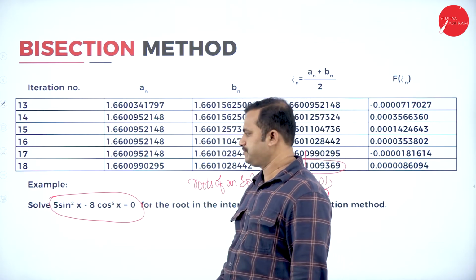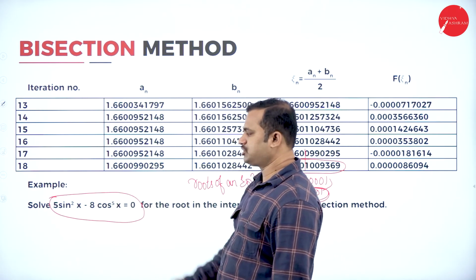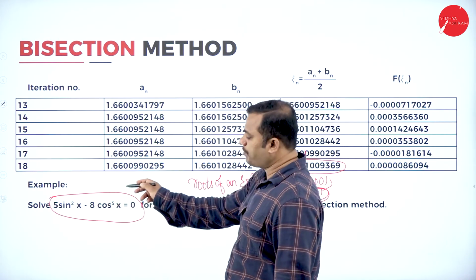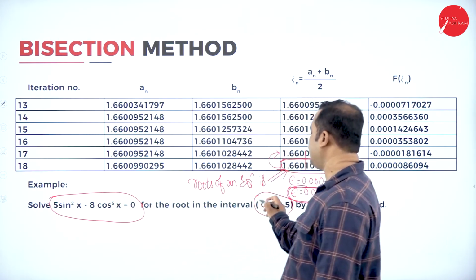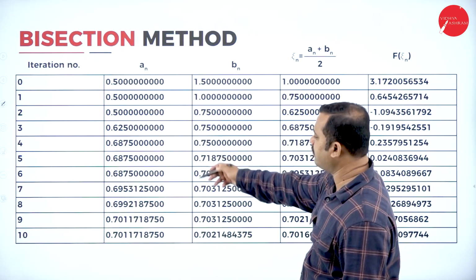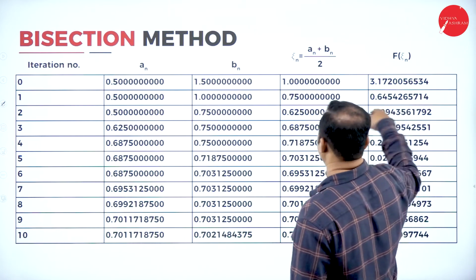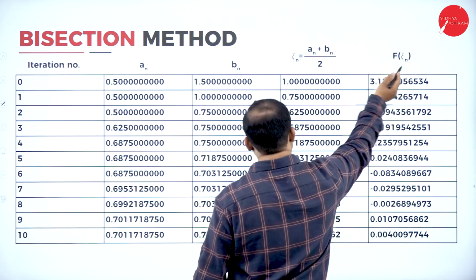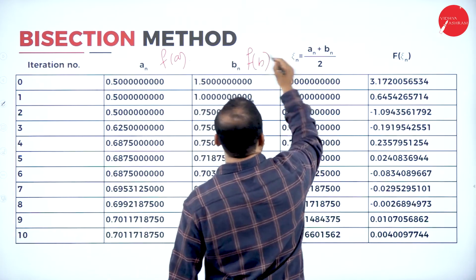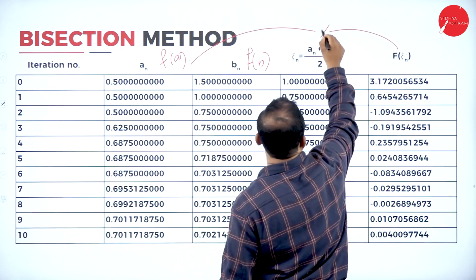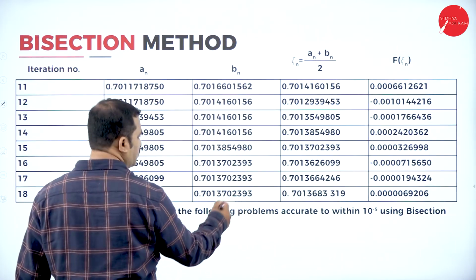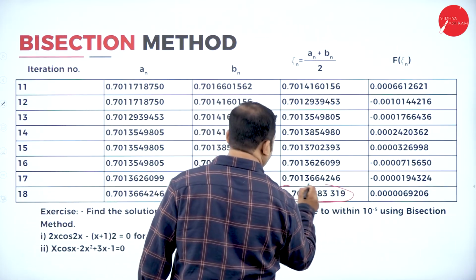Please follow this. The second question: 5 sine square x minus 8 cos to the power of 5x equal to 0 between the interval 0.5 and 1.5. So these are the interval values we have obtained here: a, b, c, f(c), then f(a), then f(b), then this f(a) with f(c) is multiplied to get the decision making. After this, we have found the root of an equation is this.